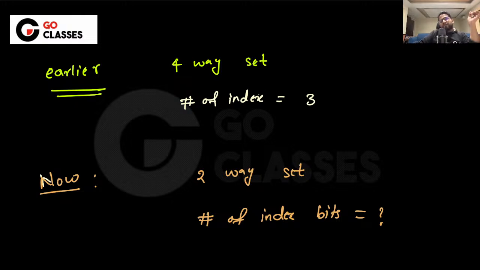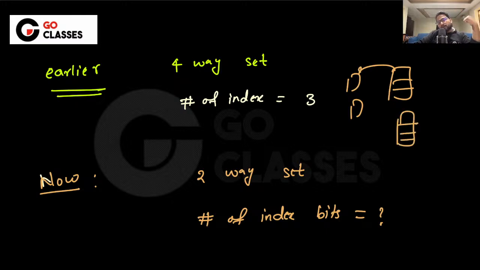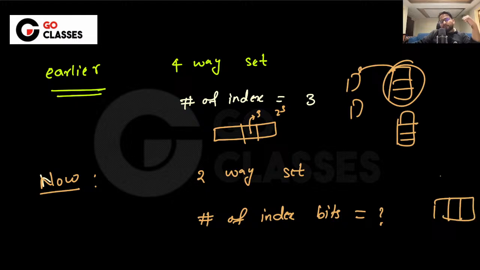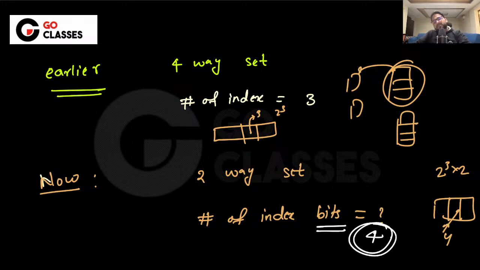See, from 4-way you are going to 2-way, right? So the number of sets, earlier if it is, let's suppose, two sets, then it will be 1, 2, 3, 4, right? So it will be double. The number of sets will be doubled. So earlier if this is 3, the number of sets is 2 power 3. Now the number of sets will be 2 power 3 into 2. So it will be 4, right? The number of index bits will be 4. Is this okay to you guys?